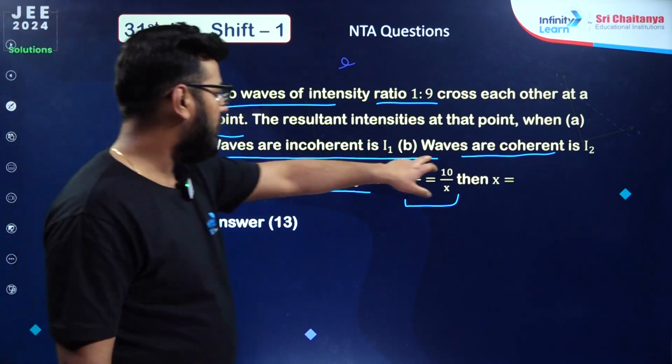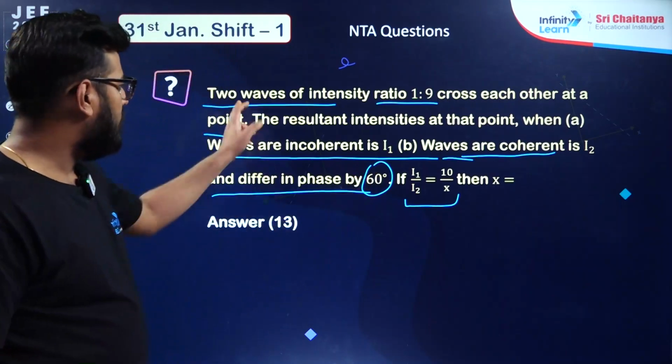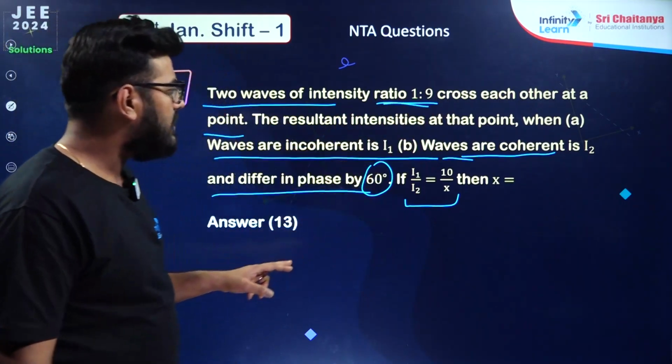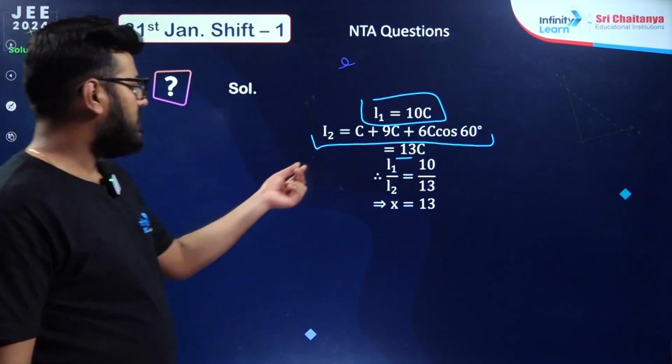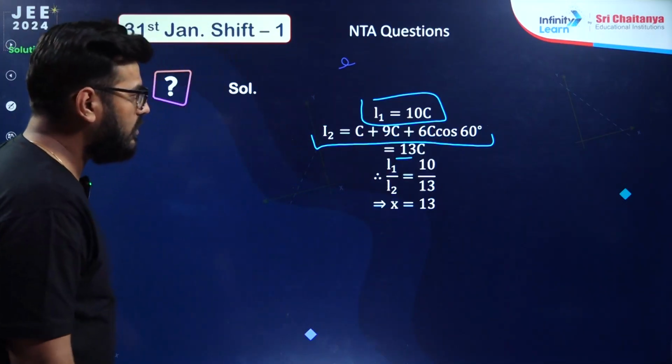These are the values. They have given that the waves are coherent and differ in phase by 60 degrees, right? First of all, the ratio is given and they differ by 60 degrees. So the maximum intensity will be A plus B plus 2AB cos of theta.